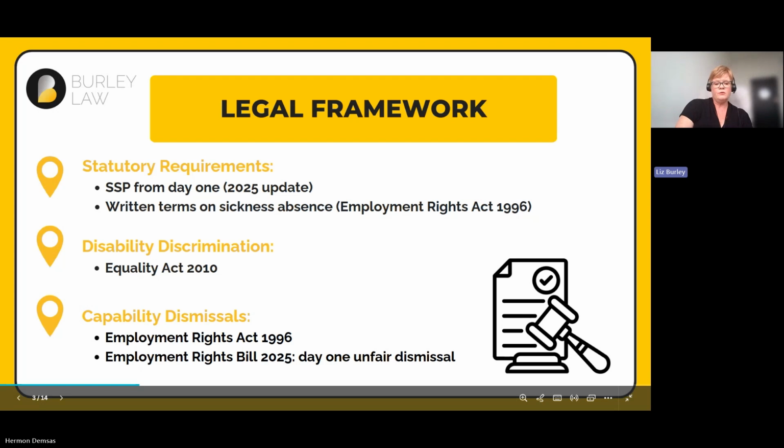So if you have employees with over 2 years, you must tread carefully when you're dealing with both short-term and long-term absence. But don't forget that under 2 years, currently, you still need to be mindful of that disability discrimination risk. Obviously, when the Employment Rights Bill comes into effect later in the year and that day one unfair dismissal right comes into force, you're going to have to be much more careful from day one of employment. Next slide, please.